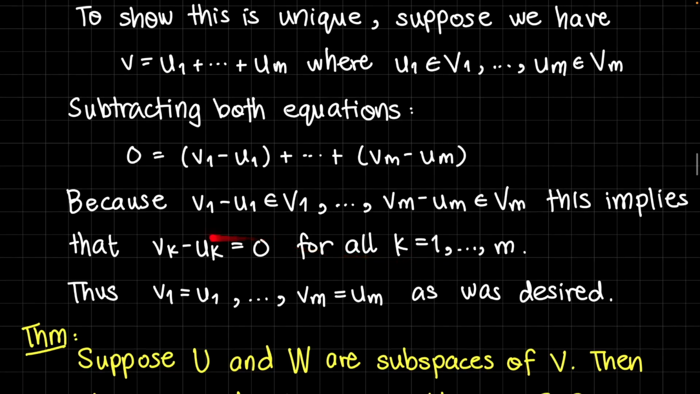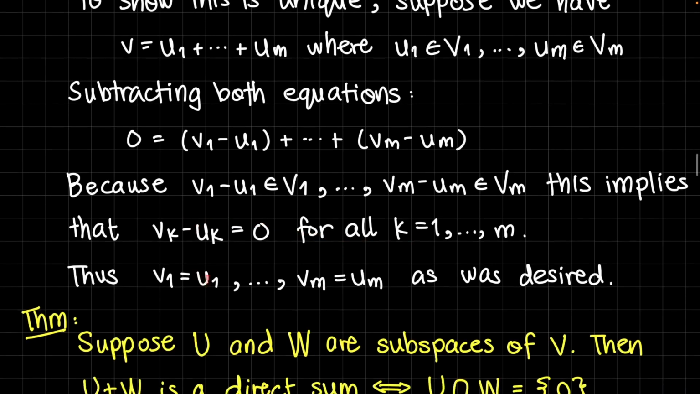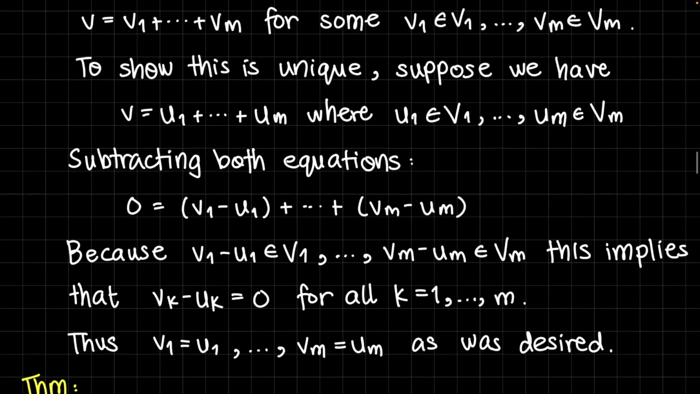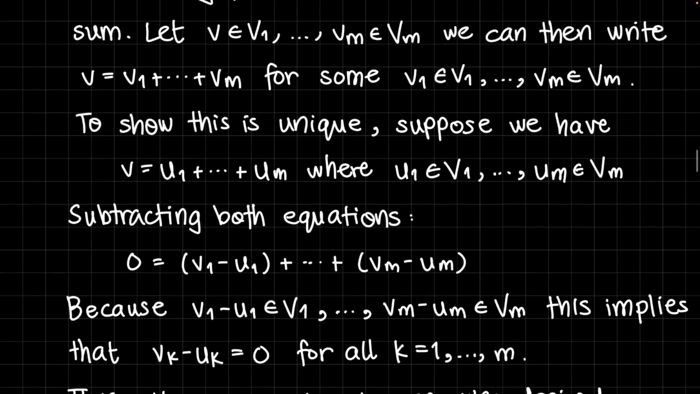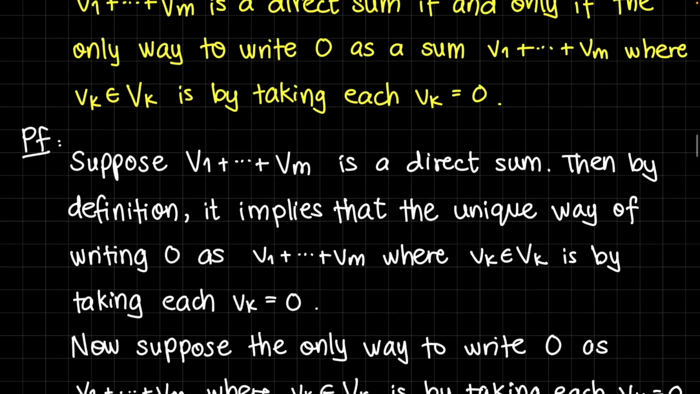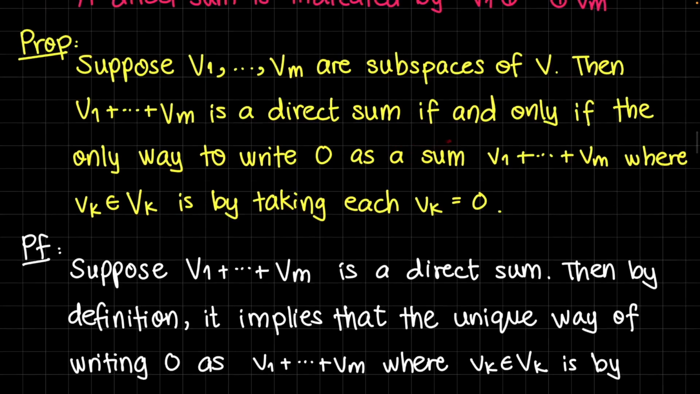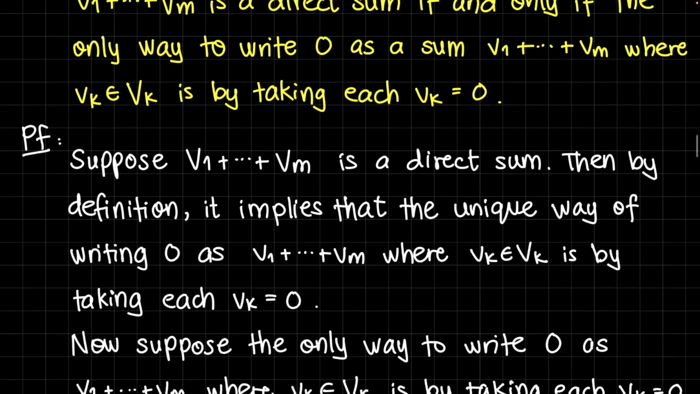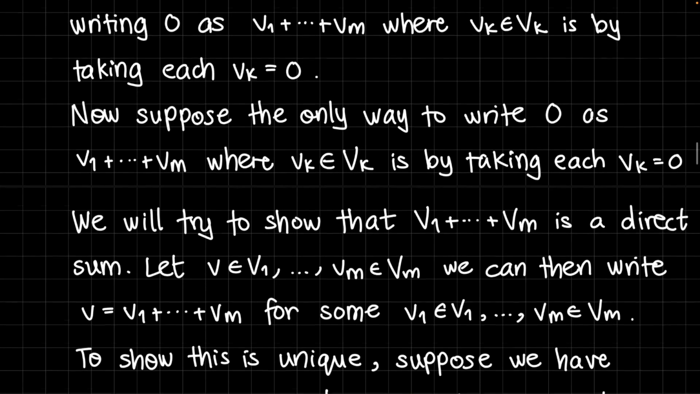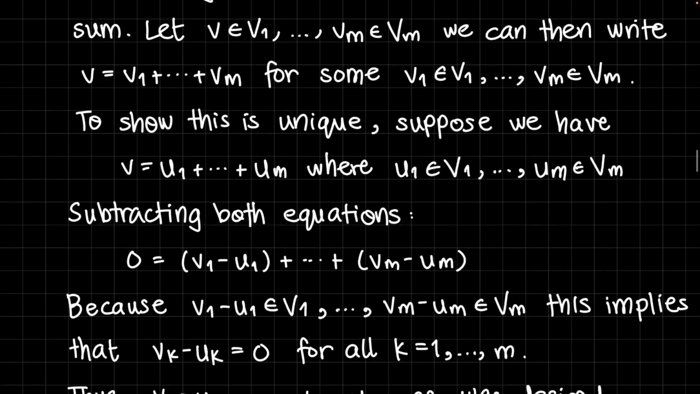So then you simply have v1 equals u1, and so on until vm equals um, which means both these seemingly distinct ways are actually the same, as desired. And that's what we had to show. So we've established an equivalence, an if and only if. We showed both directions. And I know this might be a little fast to digest, but this is how we do it.